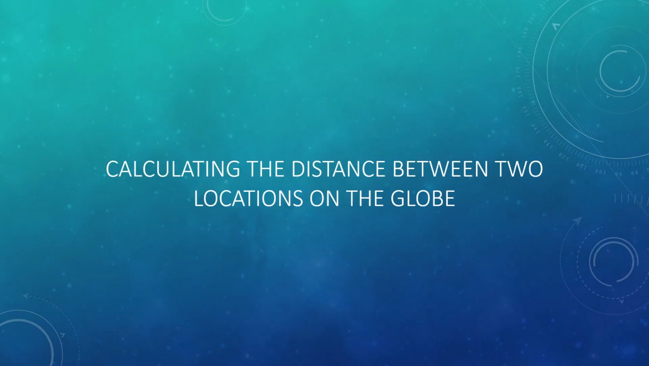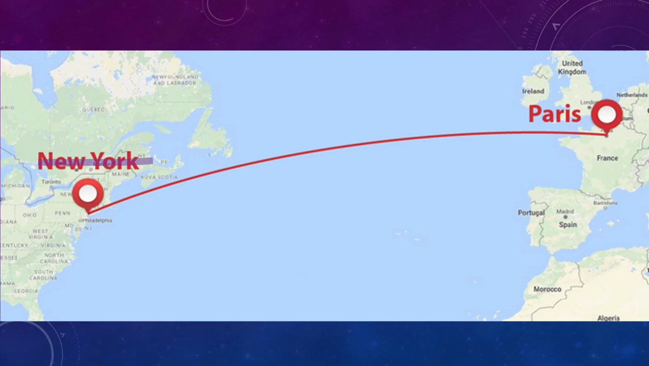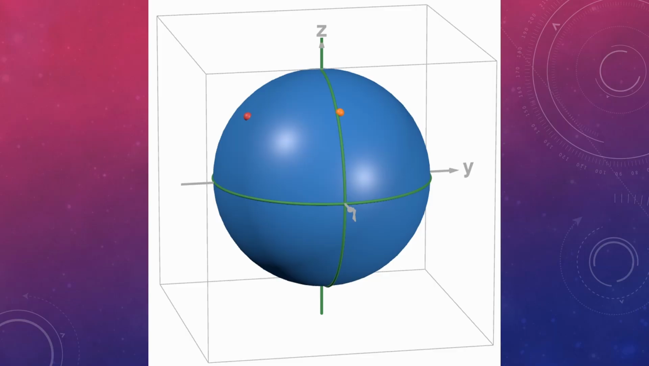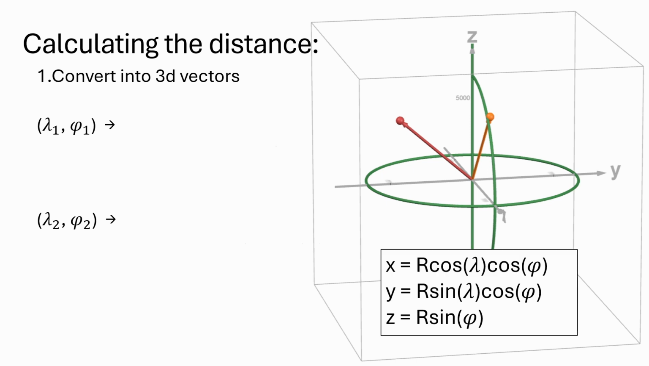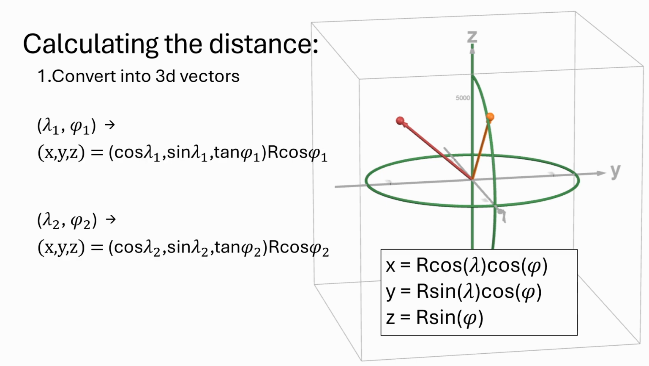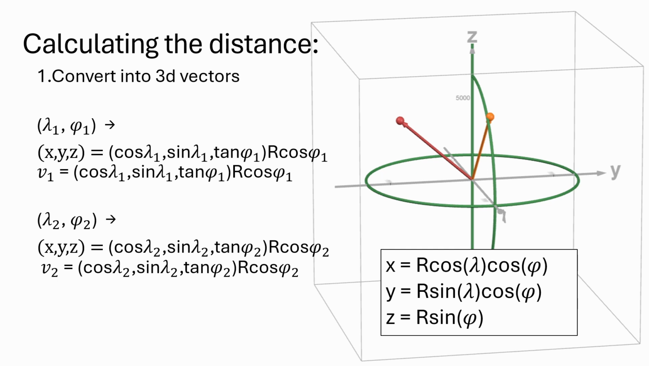Now, how do we calculate the distance between two locations on the globe? We're going to be using the locations of New York and Paris. Here on a 3D calculator, I've drawn in the prime meridian, the equator, and Paris and New York. First, we'll convert the 3D polar points into scalar points and then into scalar vectors. So we use this substitution. We've converted it into scalar points and now scalar vectors.